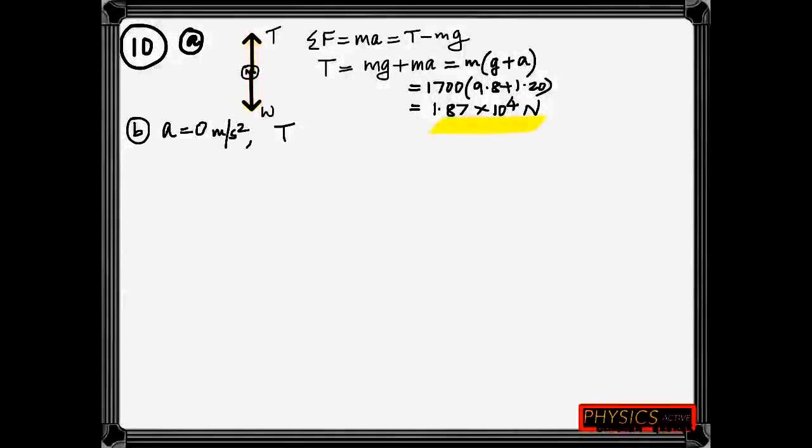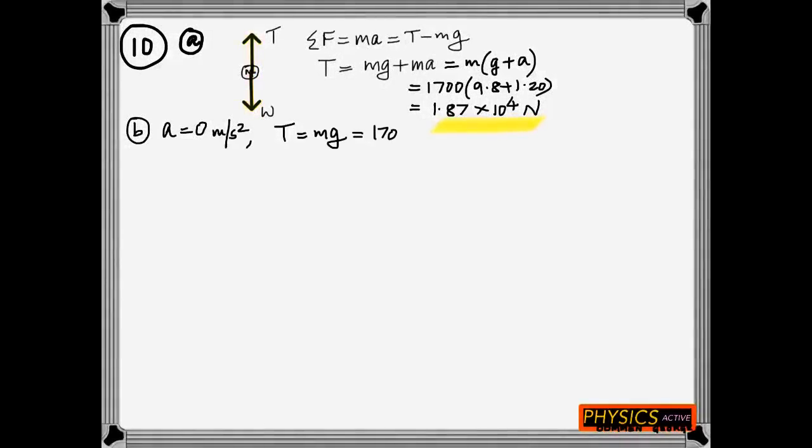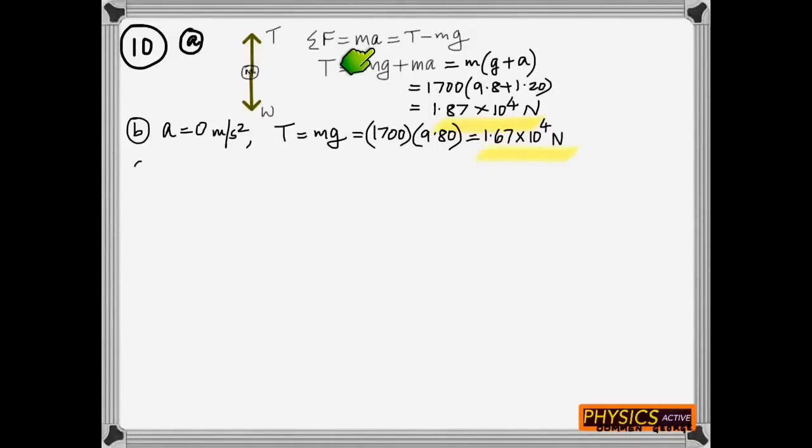In the 10th question, weight acting down, tension acting up, net force along the y is T minus the weight, which is mg. So T minus mg must be equal to ma. Okay. So T is mg plus ma. That gives 1.87 times 10 to the 4. Now if the acceleration is 0, then tension becomes equal to mg, because this term becomes 0.